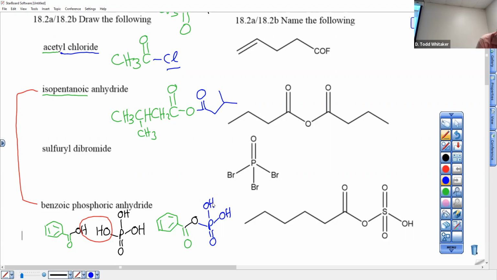And they're glued together with water missing in the middle. That's what the name says. Benzoic phosphoric anhydride. Glued together with water missing in the middle.